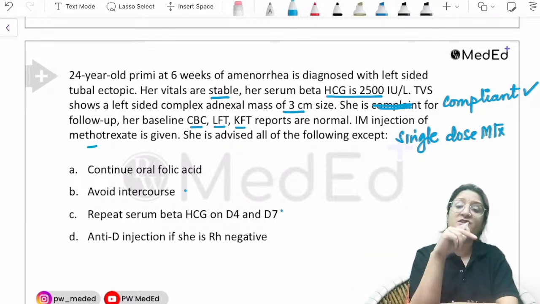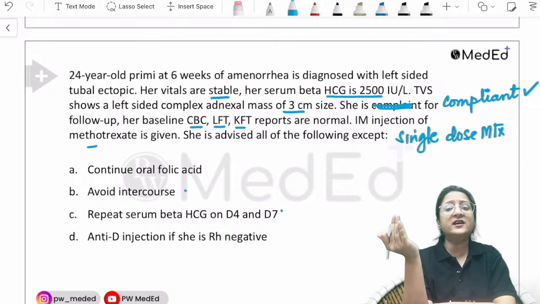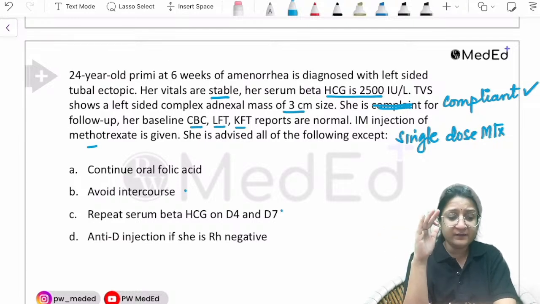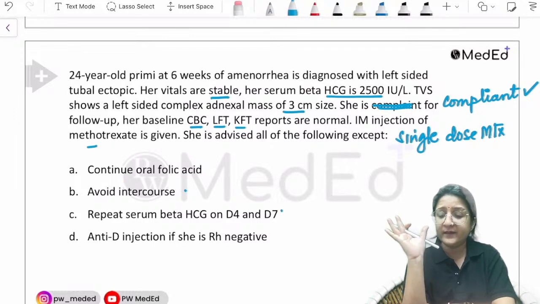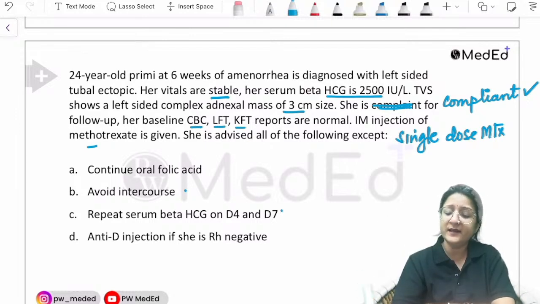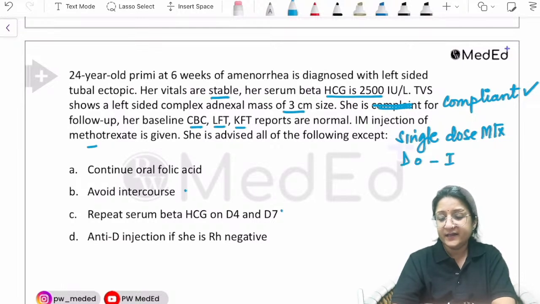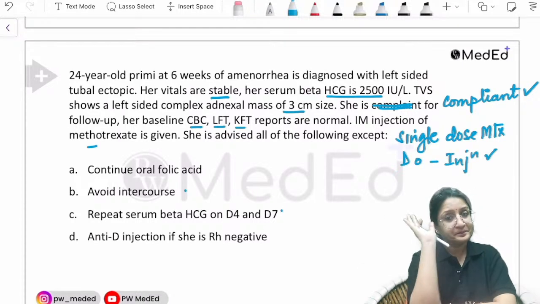And that was another question. Leucovorin need not be given. Leucovorin is given when we are going for multi-dose methotrexate therapy. So leucovorin need not be given. Single dose methotrexate is given, and the day the injection is given is day 0.